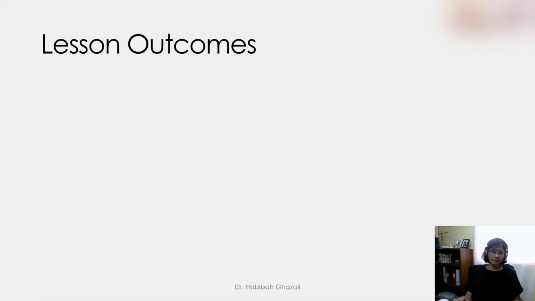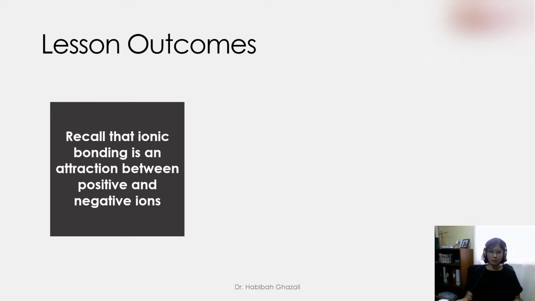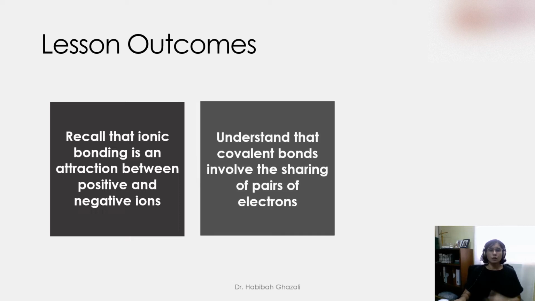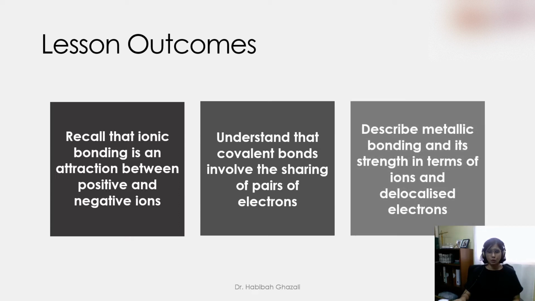In this lesson, we have three lesson outcomes. By the end of this lesson, you should be able to recall that ionic bonding is an attraction between positive and negative ions. You should understand that covalent bonds involve the sharing of pairs of electrons. And you should be able to describe metallic bonding and its strength in terms of ions and delocalized electrons.